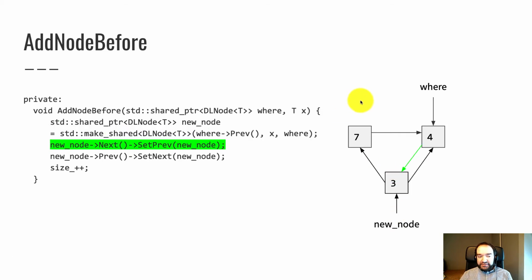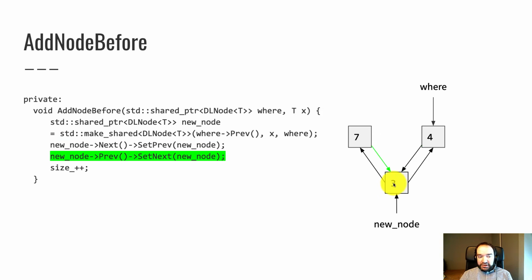There are 2 pointers left. We handle the where's previous pointer next. So where's previous needs to point at the new node instead of at 7. The way we're getting at that is to say new node's next. So we have 2 pointers into where. It doesn't really matter which one you pick. You could use the where or you could use new node's next. To make the code kind of symmetrical, we're doing new node's next and then changing where's previous to point at the new node.